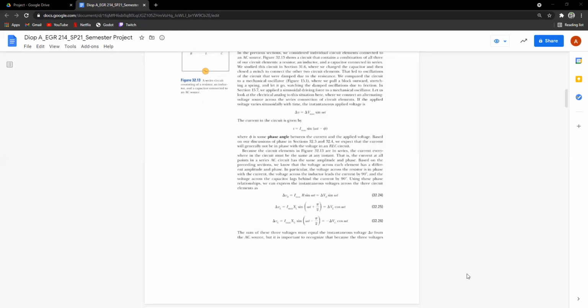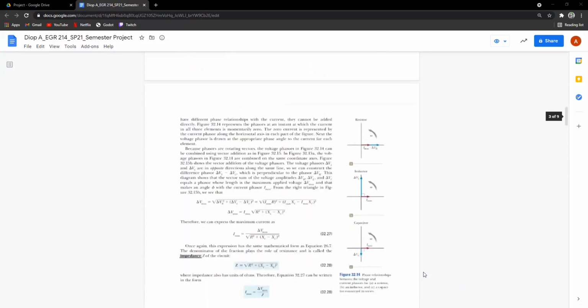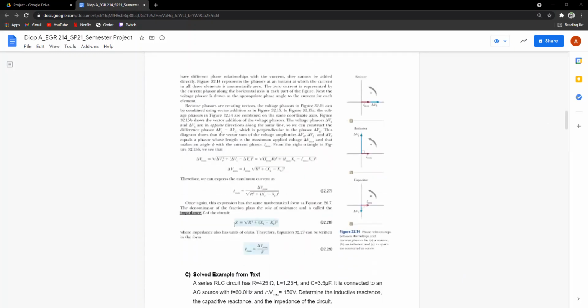But the most important equation that we will be focusing on will be for impedance, Z. So the equation in question is Z is equal to the square root of R squared plus (XL minus XC) squared. So a little bit of term definition.